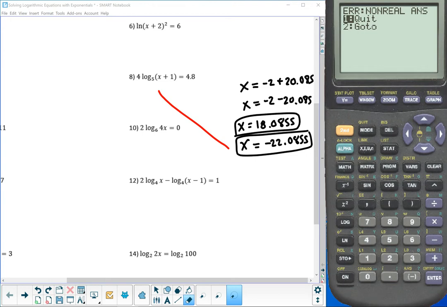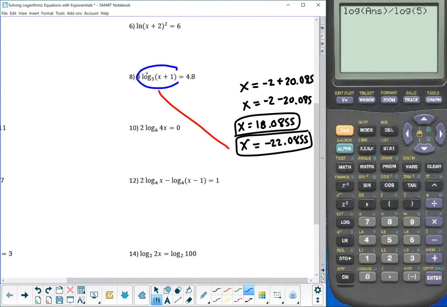Oh, this one says non-real answer, which means that that's not going to work. So even if I can get an answer, it's going to be not a real answer. Because remember, for a log base 5, the value in here, the furthest it can go is almost close to 0. It could go to 1, and at 1 it is 0.